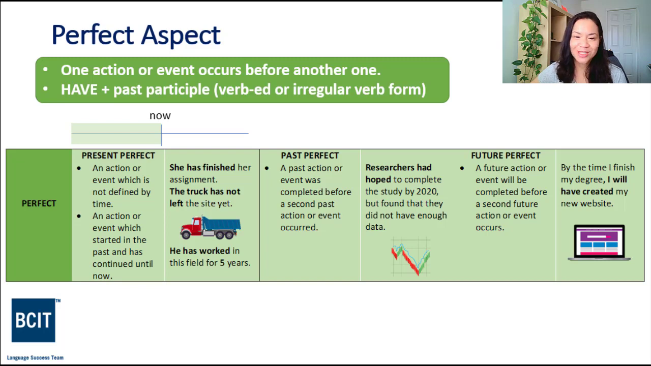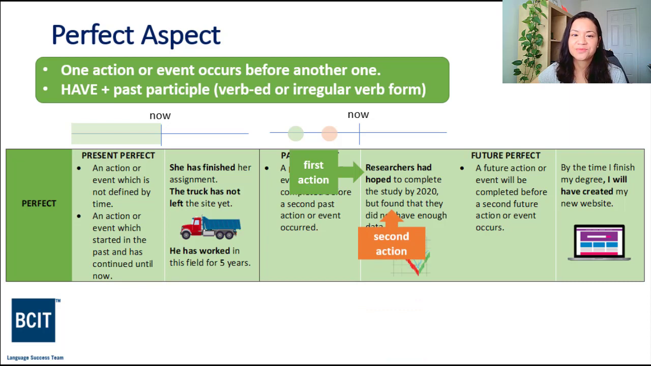With past perfect, a past action or event was completed before a second past action or event. For this, we use had and add the past participle to it. The action or event which happened first is the one that uses past perfect, while the second action or event will be in simple past. Researchers had hoped to complete the study by 2020, but found that they did not have enough data. There's the first action, and then the second action.